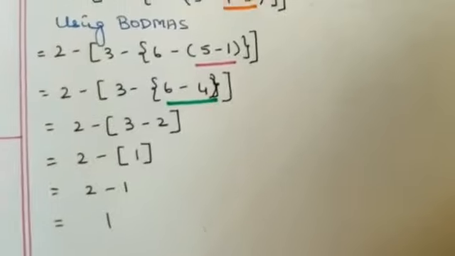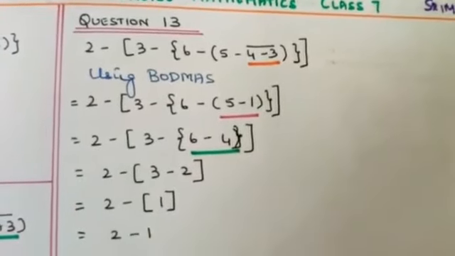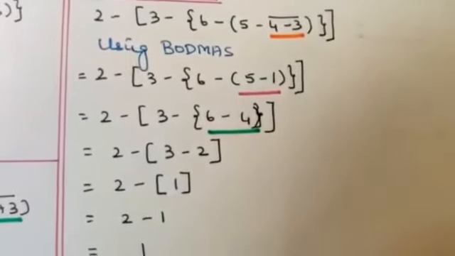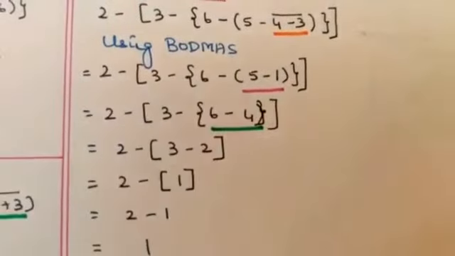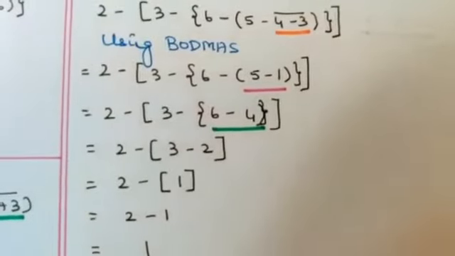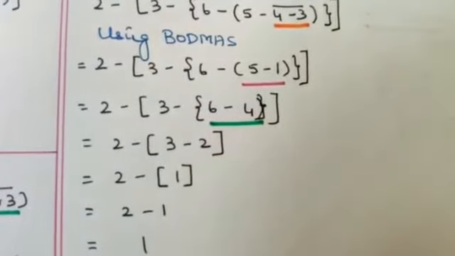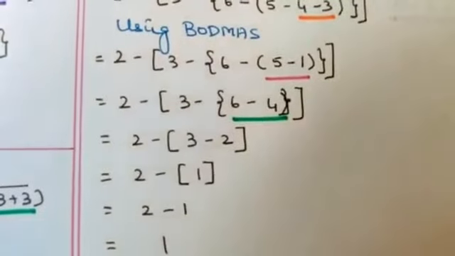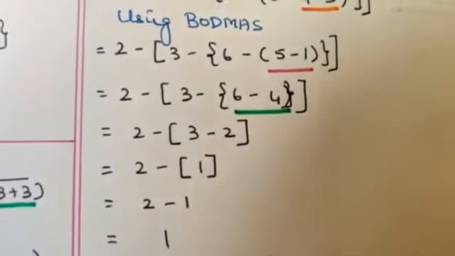Let's move on to the last sum, which is pretty simple. 2 minus 3 minus 6 minus 5 minus 4 minus 3. So here you first solve the vinculum bracket, the simple bracket, the flowery bracket and the square bracket. It's the same concept where you get the expression as 2 minus 3 minus 2, and then it becomes 2 minus 1. 2 minus 1 is nothing but 1.